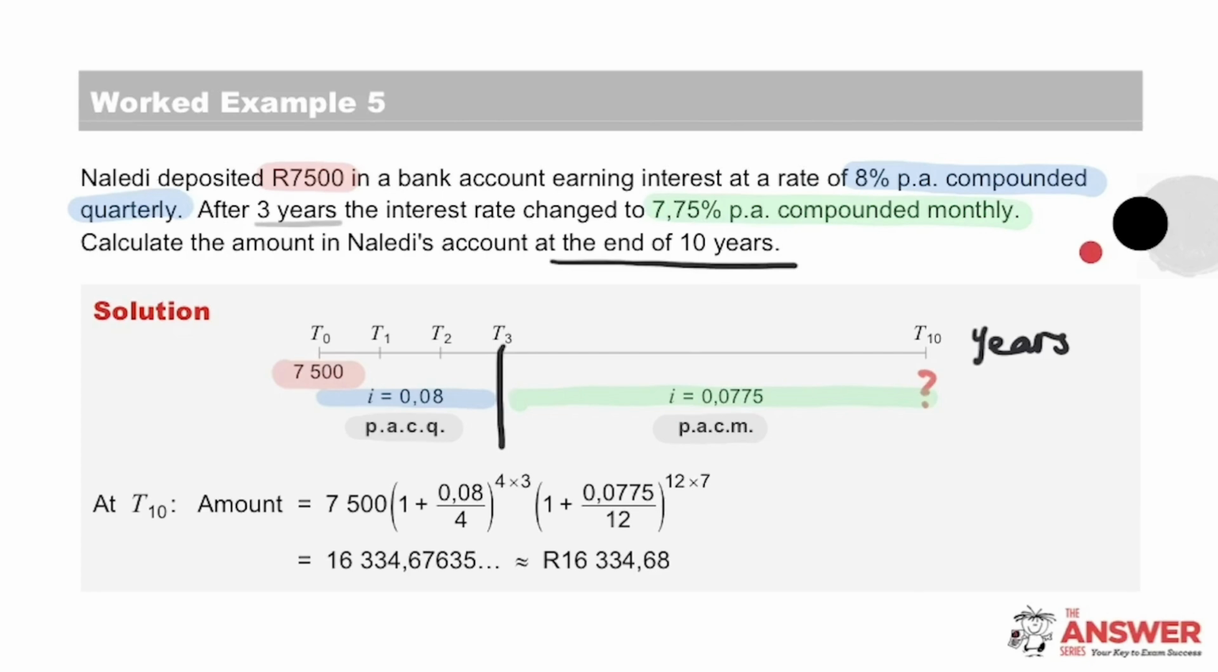If we look at the calculation, we'll see that the initial deposit, 7,500, will have this compounding factor 4 times a year for 3 years, and then this compounding factor 12 times a year for 7 years. And there is our final answer, rounded off, for the amount in Naledi's account at the end of the 10-year period.